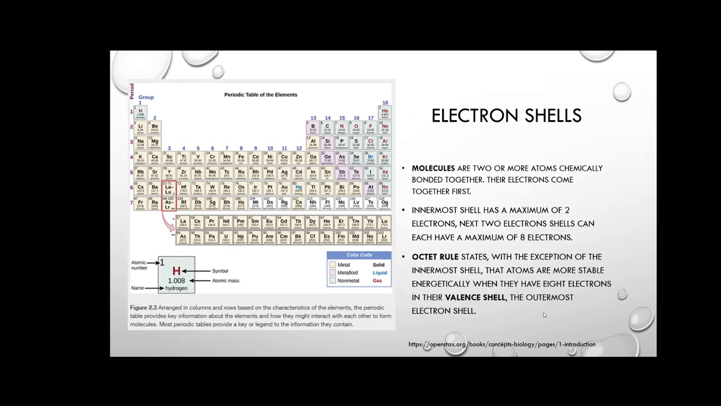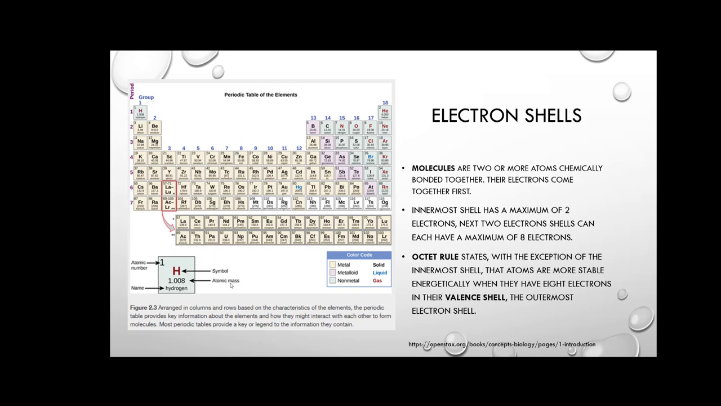All right, so now that we know how to read a periodic table, we're going to use it to help us figure out the likelihood that certain elements will bond together. We already know in our life's organization hierarchy that when we have two or more atoms that chemically bond together, they form something called a molecule. And in this case, when the atoms come together, it's their electrons that come together first. So we're going to talk about what's called the electron shells.